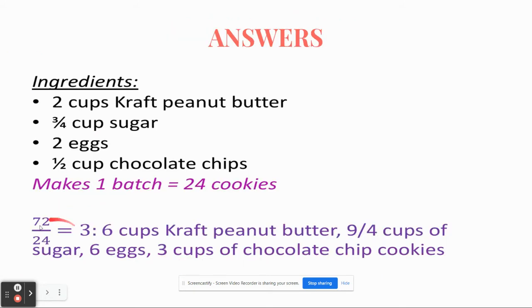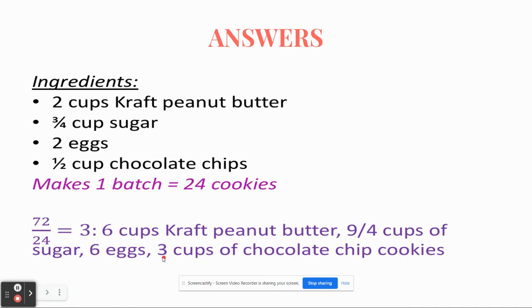So a lot of you probably just said, okay, I want 72 and all these ingredients make 24. So 72 over 24 is 3. So I'm making 3 times more cookies. So basically I need 3 times the amount of each ingredient. So for example, 6 cups of peanut butter because you multiplied it by 3, 9/4 cups of sugar because you multiplied that by 3, 6 eggs because you multiplied that by 3, and then 3 times half.